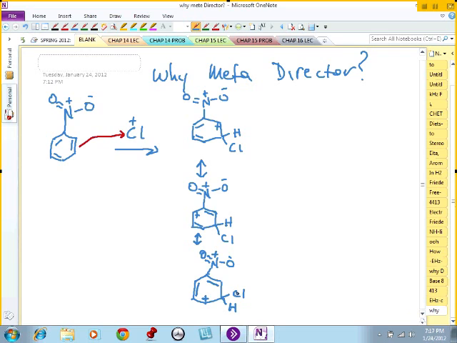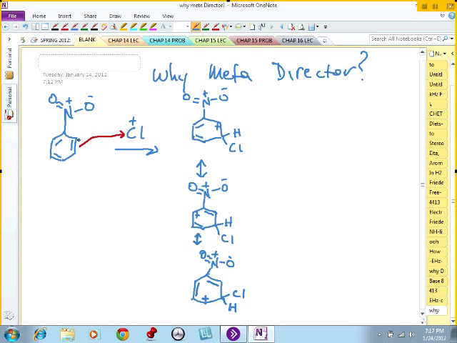Look at all of these resonance structures. At no time do you have the positive charge on the carbon attached to the nitrogen. You see that? In all of these resonance structures that we've drawn, for when the group goes to the meta position, at no time do you see the positive charge on this carbon. Do you see that?